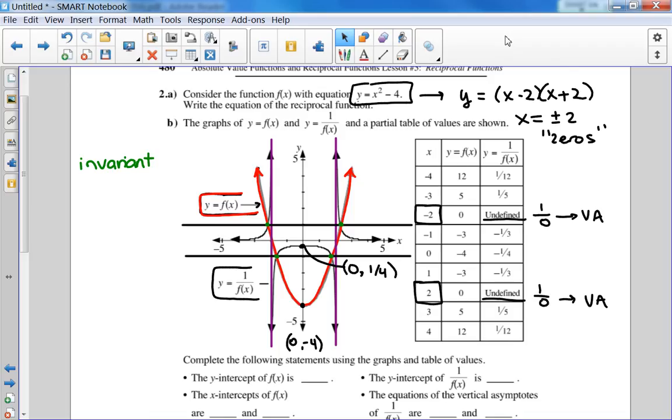It's like shadows. As this goes this way, this one's going this way. Then they meet at the invariant point, and then it switches. So the red graph, when it crosses this black line, it's now less than 1. So what happens when you reciprocate half? You get 2, so it gets bigger. So when you start to reciprocate in here, it actually gets bigger.